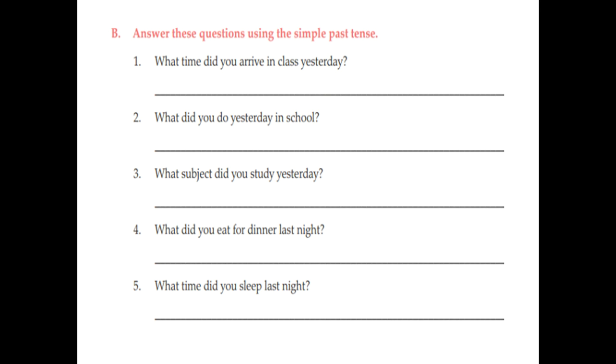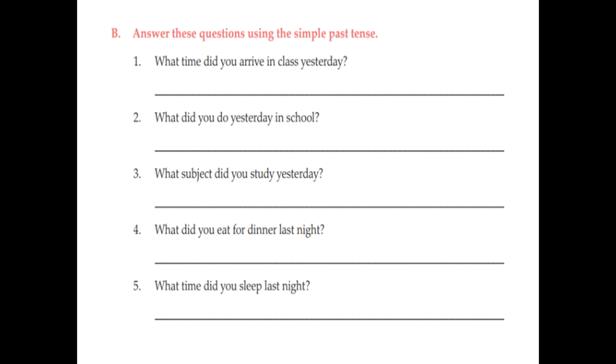Third one. What subject did you study yesterday? For example, if you studied science or English, how will you answer? I studied science yesterday. 4. What did you eat for dinner last night? So what is the past tense of the verb eat? Ate. I ate rice and dal for dinner last night.